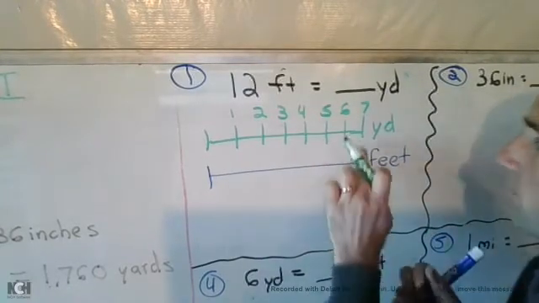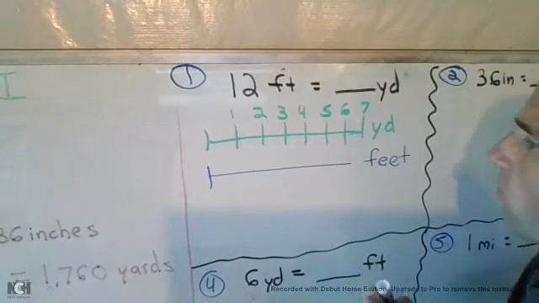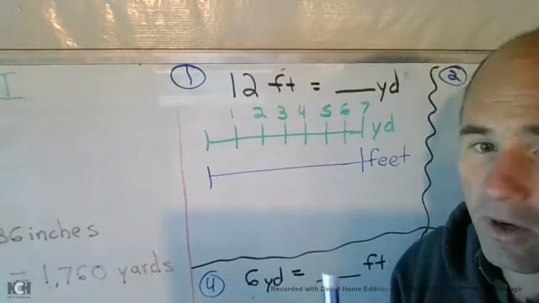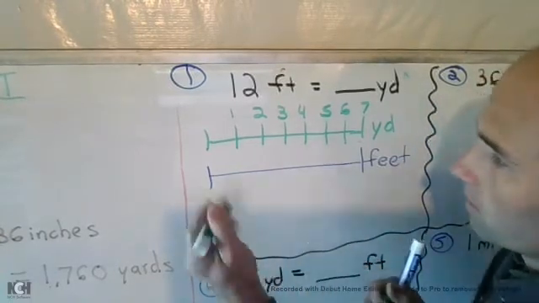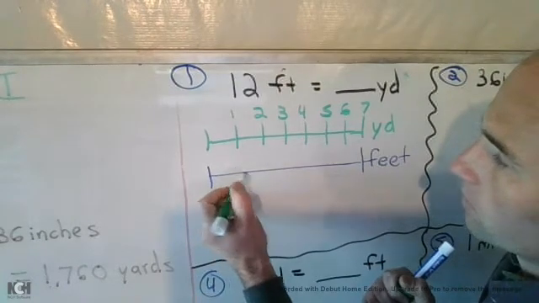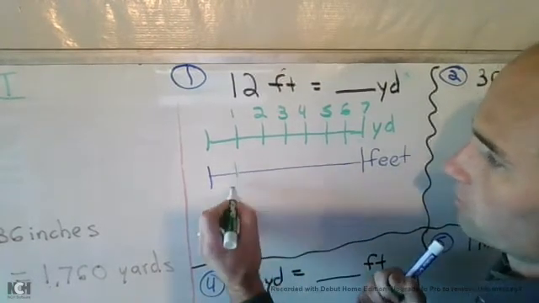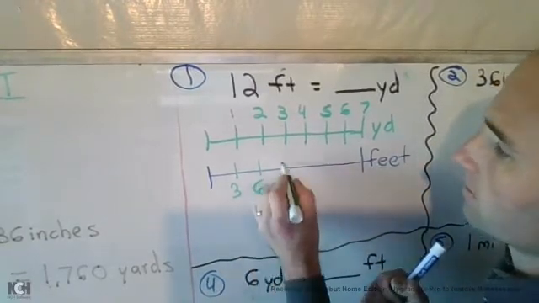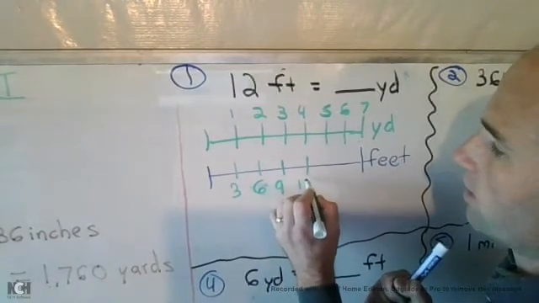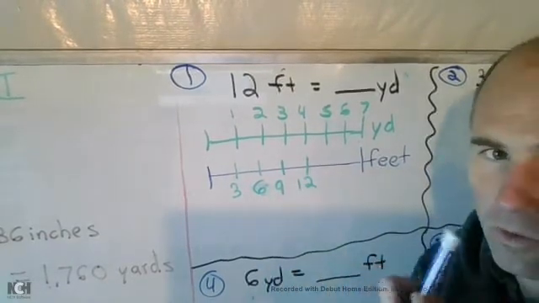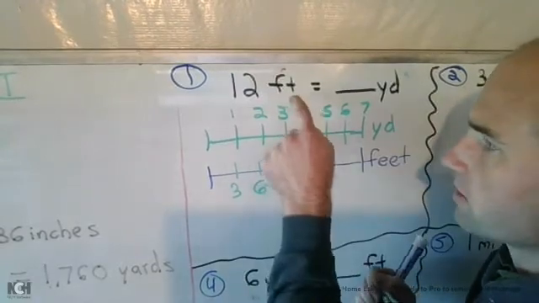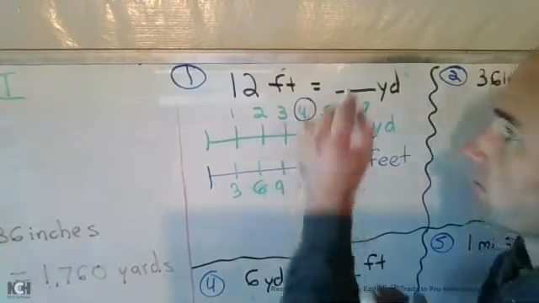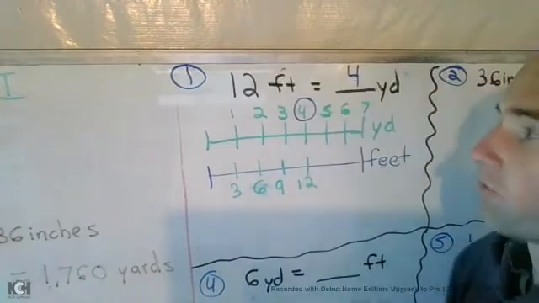We'll go to 7. Why not? Then we know, according to our chart, that there are 3 feet in a yard. So I'm going to count by threes: 3, 6, 9, 12. Oh, hey, 12 feet. What's that going to equal? 4 yards. So therefore, your answer is going to be 4 yards.